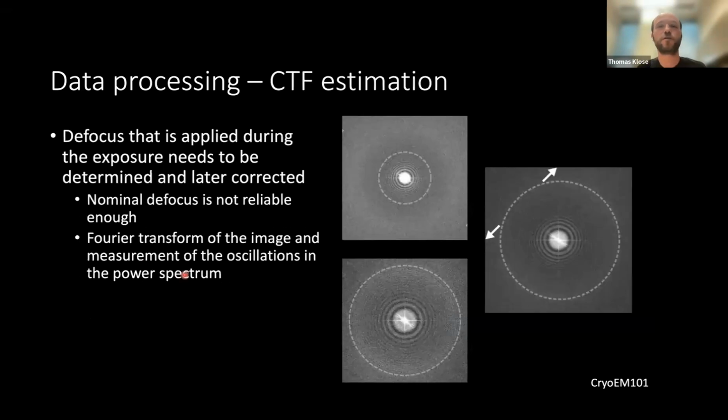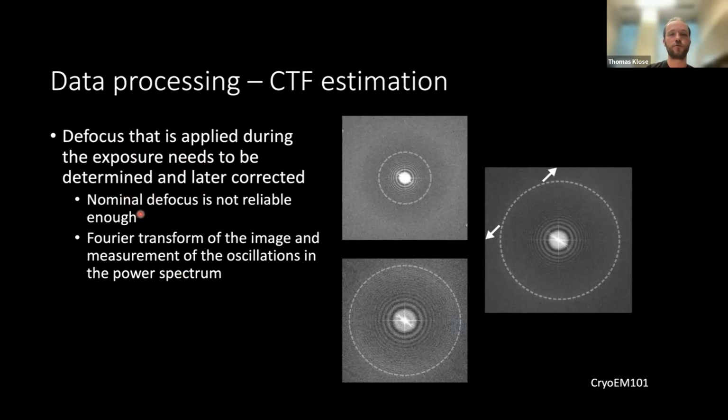So once you've done this, you have to do what is called CTF estimation. Essentially all that this does is to accurately determine the defocus that was applied during the exposure. I told you that you have to decide what your defocus range should be, and your microscope will set a certain defocus, but that is never 100% reliable.